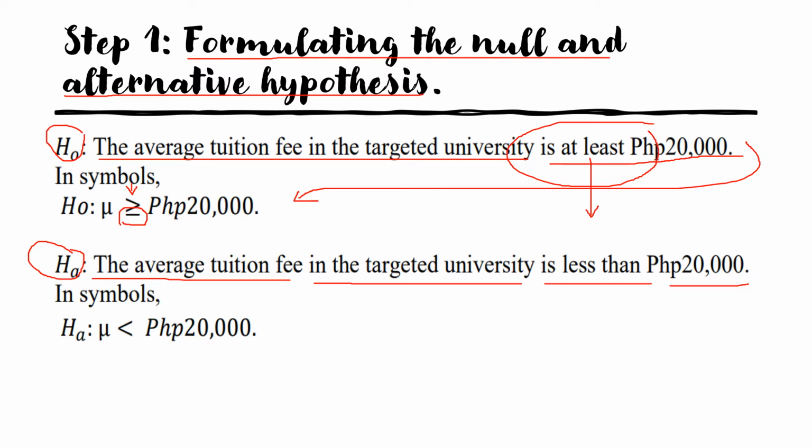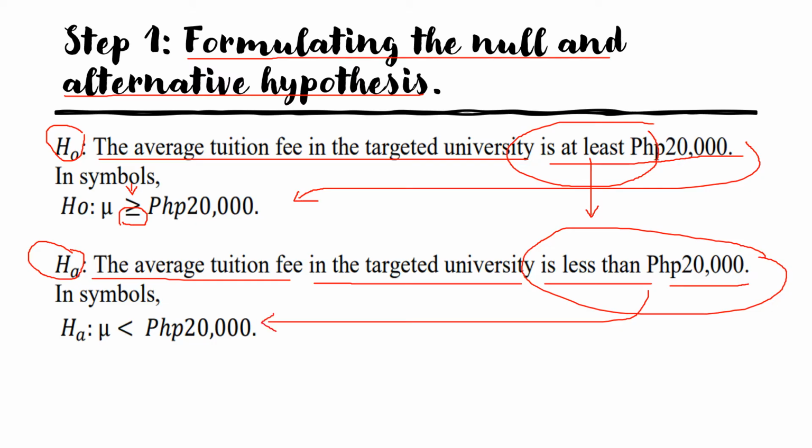Since we always said that your alternative hypothesis is totally opposite of your null hypothesis, then it should be less than 20,000 pesos in your alternative hypothesis. Once we convert this to symbols, we arrive at your HA, where the population mean is less than 20,000 pesos. So this will be your null and alternative hypothesis for our first example, where the population variance is known.